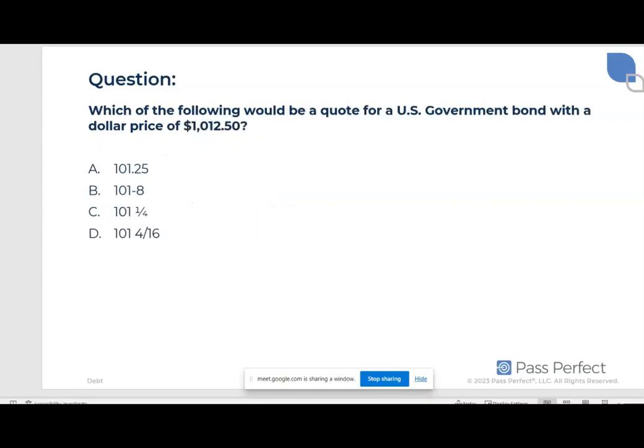Okay, good. Next question is: which of the following would be a quote for a U.S. government bond with a dollar price of $1,012.50? A, 101.25; B, 101-8; C, 101 and a quarter; or D, 101 and 4/16.